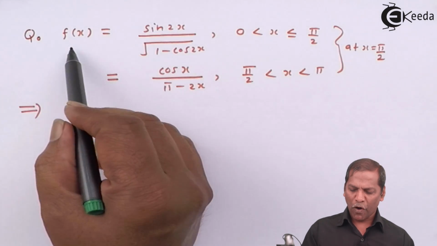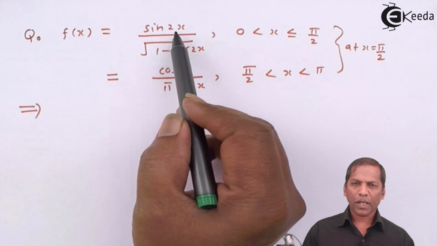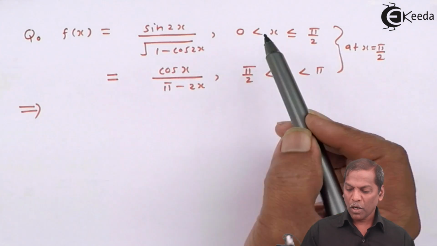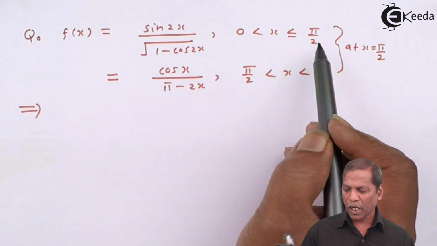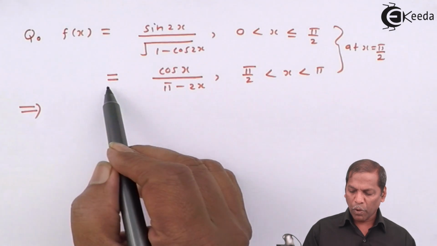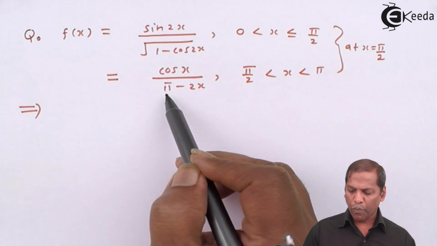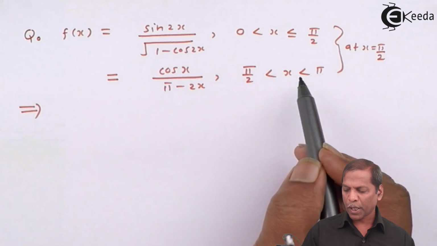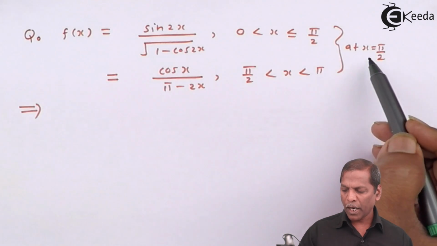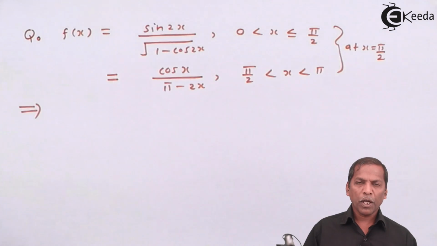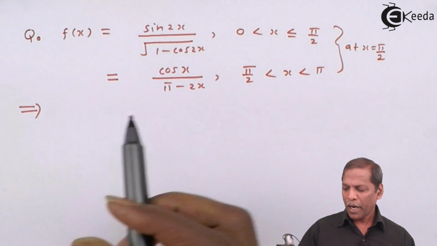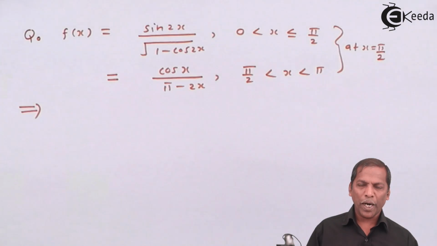The question is f of x is equal to sine of 2x upon square root of 1 minus cos 4x, for 0 less than x less than or equal to pi by 2, is equal to cos of x upon pi minus 2x, for pi by 2 less than x less than pi, and at x equal to pi by 2. So in this question, we have to discuss whether the given function is continuous or not at the indicated point x equal to pi by 2. Now let's see the solution.